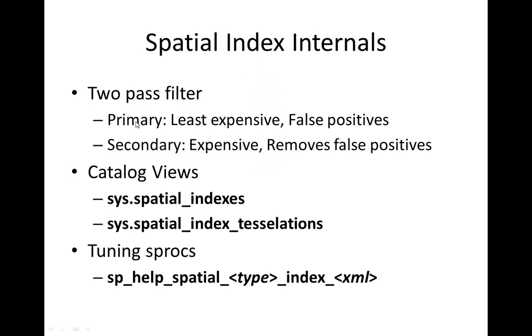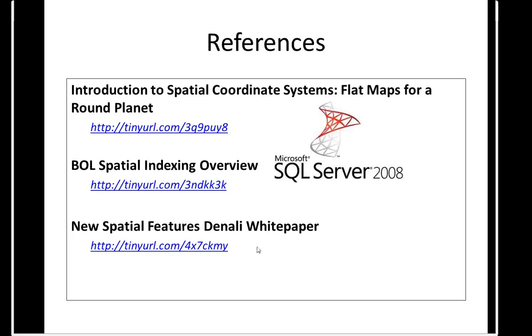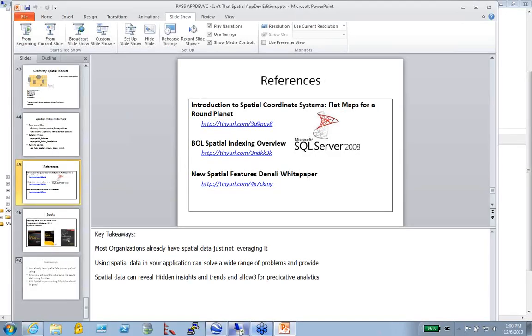All it's doing is a two-phase filter. The primary filter goes through and will return false positives, and then on that result set, it'll eliminate the false positives from that smaller subset of the overall data. So that's why our scan count was so high, right? And so we looked at these catalog views, and then there's a tuning sproc, sp_help_spatial_index, and those can be used to visualize your spatial indexes and provide some tuning insight. So that's spatial indexes.